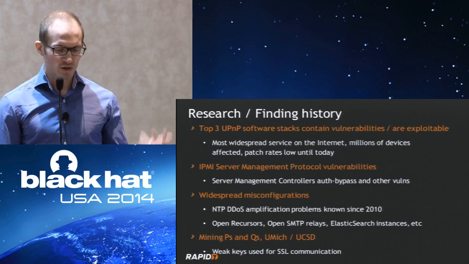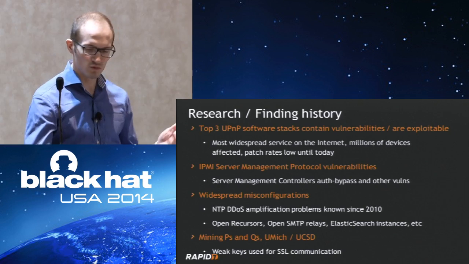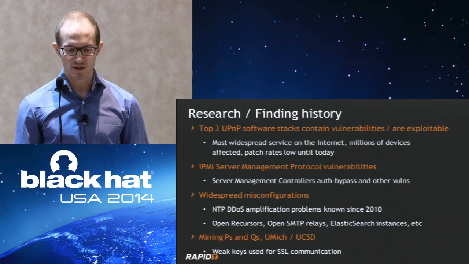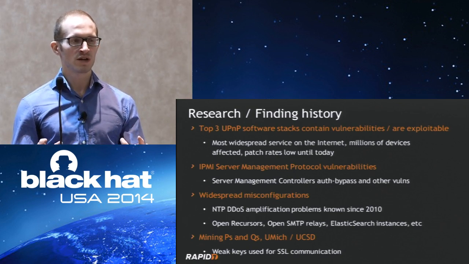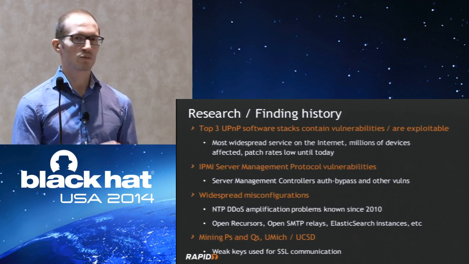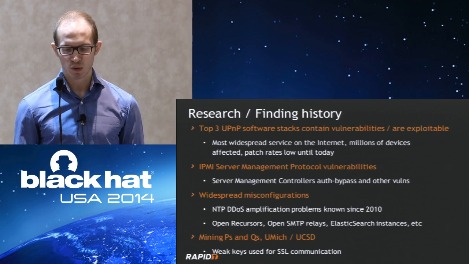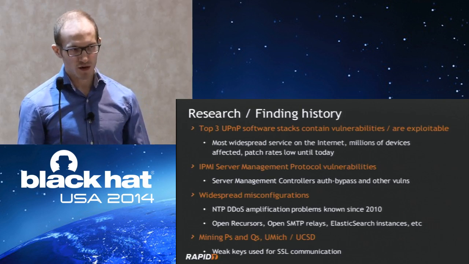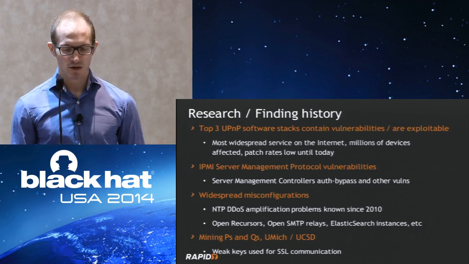Then there's open recursors, open SMTP relays, spam sources, Elasticsearch instances. I'm going to come back to that a little bit later. But there's basically a lot of stuff out there that is misconfigured, has problems, has vulnerabilities, is unpatched, or people just don't realize what it actually is that they put on the internet. And so this is really what we're trying to point out, raise awareness about, and actually collect data on.